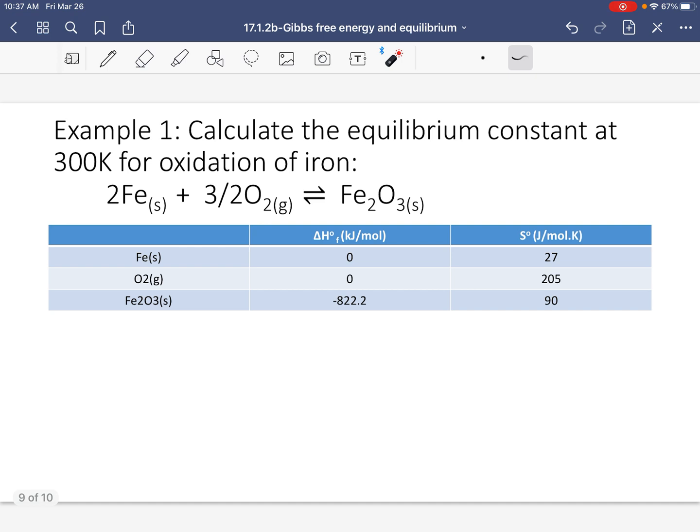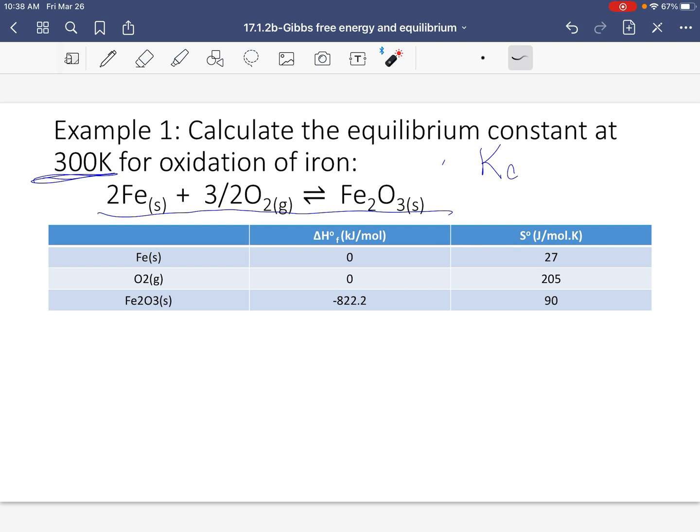Let's do an example. I want to know what is the equilibrium constant at 300 Kelvin for the oxidation of iron. Here's the reaction. I purposely did this so you get 1 mole of this, so it's easier to look at. And what I've given you here is actual data from the CRC handbook, the IB constant booklet, where you have the entropy value for each of the participants and its enthalpy of formation value for each of the participants. Of course, these are going to be 0. I really don't need to show you this because you know why they're 0. So let's calculate K.